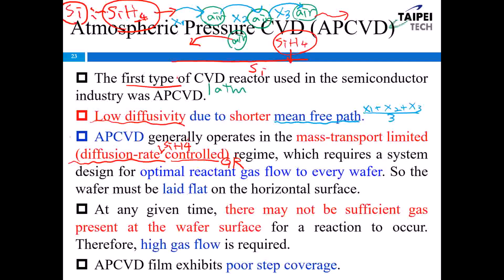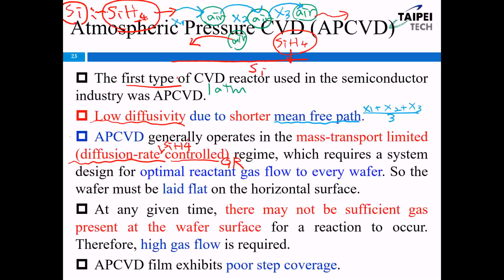So right now, if we can have a uniform gas flow rate over each wafer, then the uniformity of the growth rate will be better. So right now, the flow rate is very, very important, not the temperature, because right now we already have high pressure.